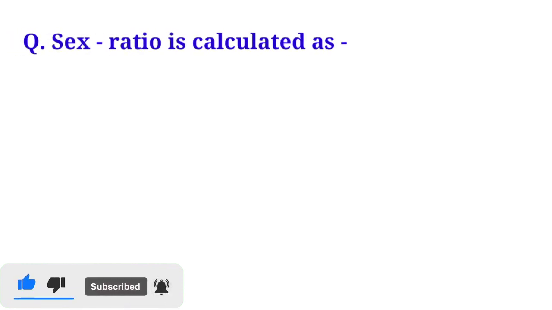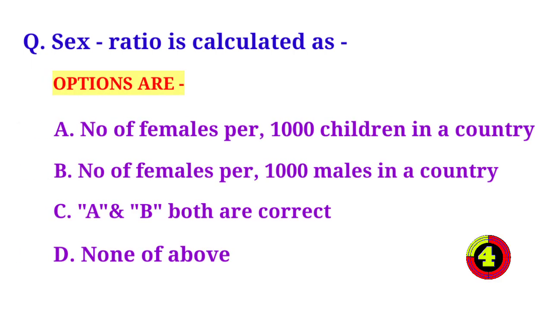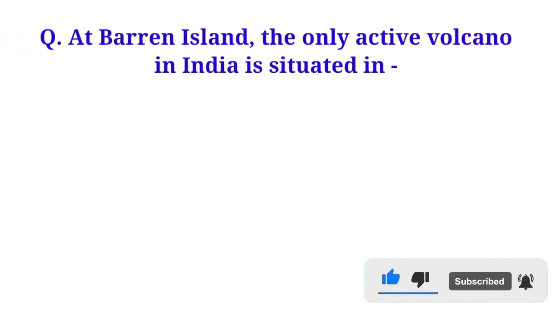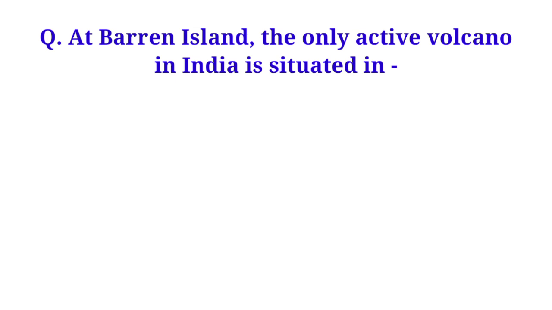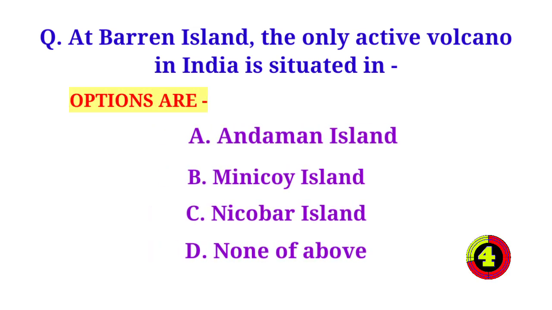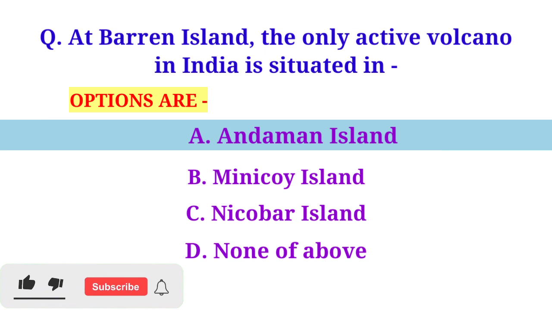Sex ratio is calculated as? Option B, number of females per 1,000 males in a country, is the correct answer. At Barren Island, the only active volcano in India is situated in? Option A, Andaman Island, is the correct answer.